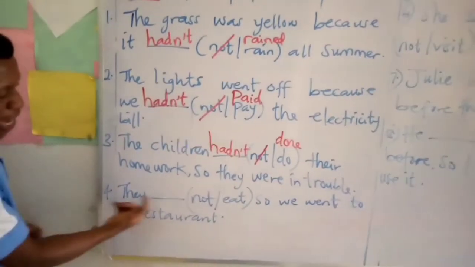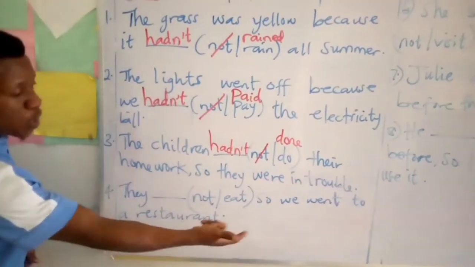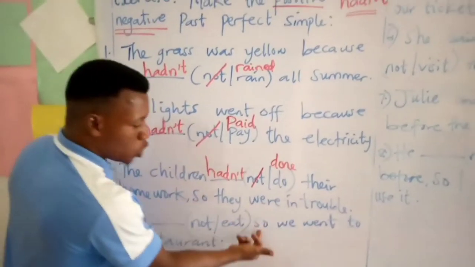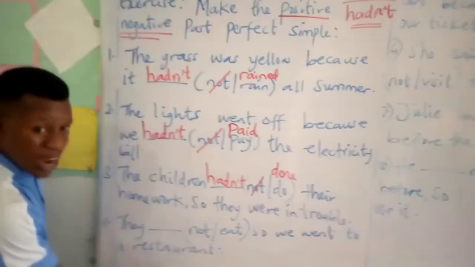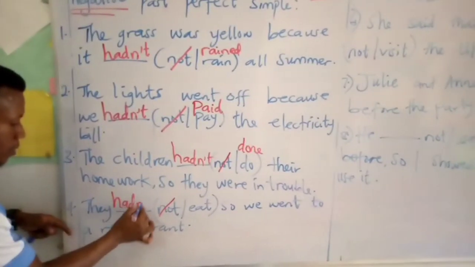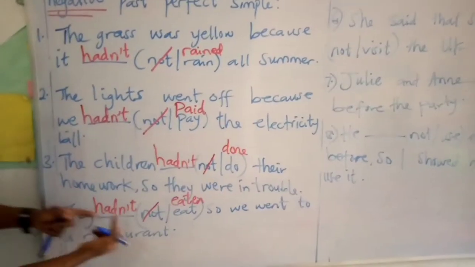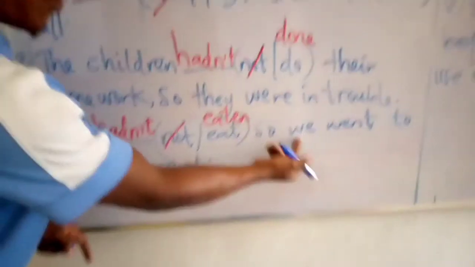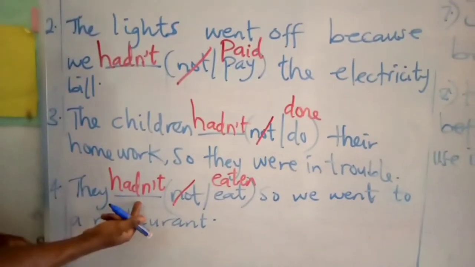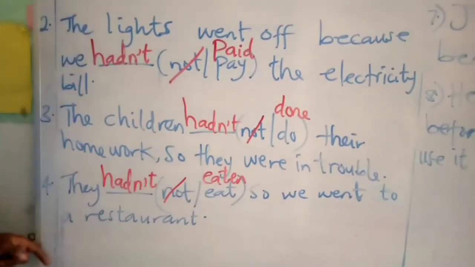Number 4. They dash not eat, so we went to a restaurant. They hadn't eaten, so we went to a restaurant.